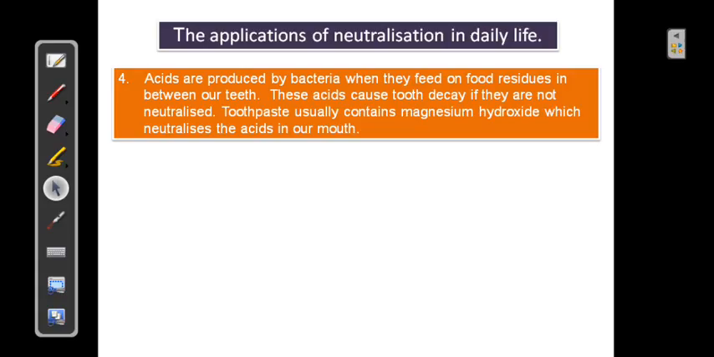Therefore, if you want to protect your teeth, make sure before you go to bed, just brush your teeth, because your toothpaste will contain magnesium hydroxide, which will neutralize the acids in your mouth. So there won't be any bacteria working on the food residues, because you have brushed your teeth off. And then since there is no residue food in between your teeth, there won't be any bacteria working on it. Therefore, your tooth is protected from decay. So make sure before you go to bed, brush your teeth.